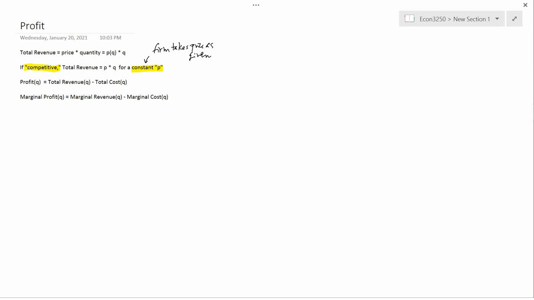Now, it might be hard for you to imagine a situation where a firm takes the price as given, where the firm can't affect price. And the reason is because almost all the firms that you and I interact with as consumers do set prices. They don't take prices as given.